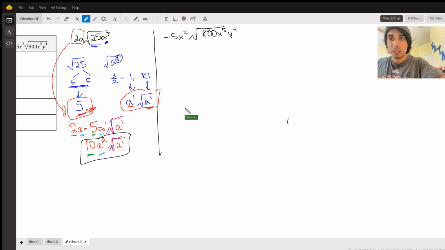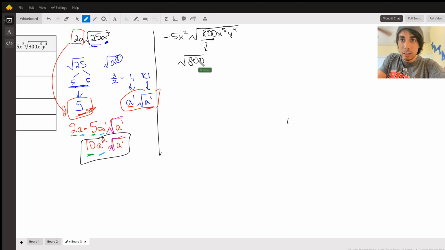All right, let me make sure I wrote that right. Yes, I did. Okay, great. All right, that negative 5x squared out front, toss it aside, worry about it at the end. So we're going to start with the numbers first, just like we always do. We do the number on the inside, and then we do each letter by letter. All right, so this 800, we're going to worry about that first.